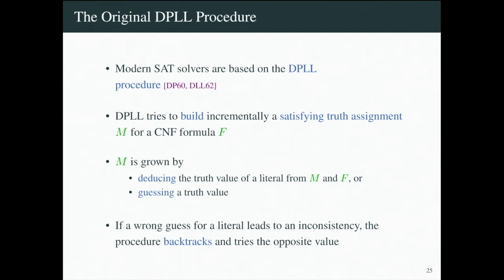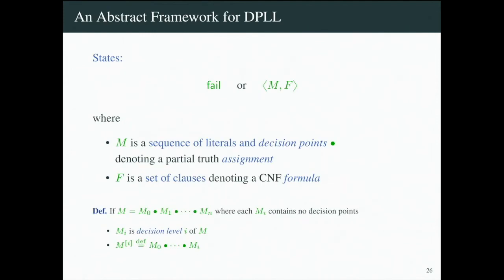We can grow M either by making a deduction, where we figure out that a certain literal has to be true, or by making a guess. If we make a wrong guess, we'll have to backtrack. The states are either a fail state, which means we're done and it's unsatisfiable, or we have this pair M and F. M is a sequence of literals that are true, along with decision points that tell us when we've made a decision.